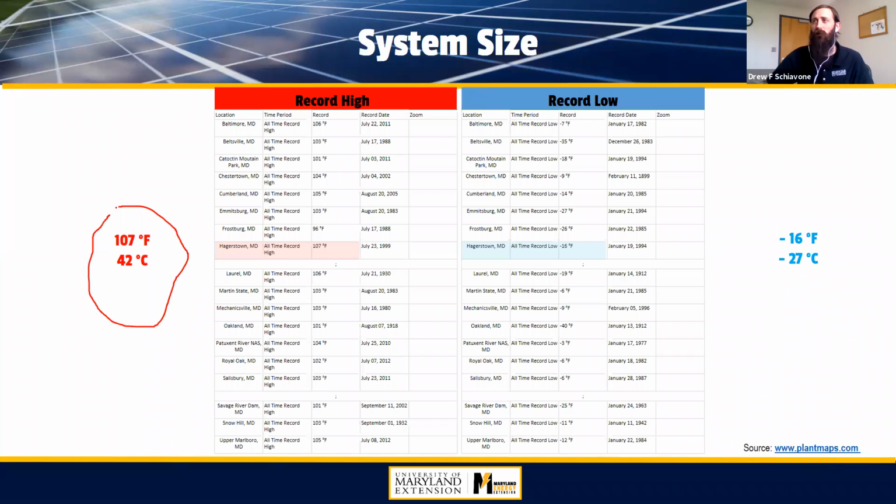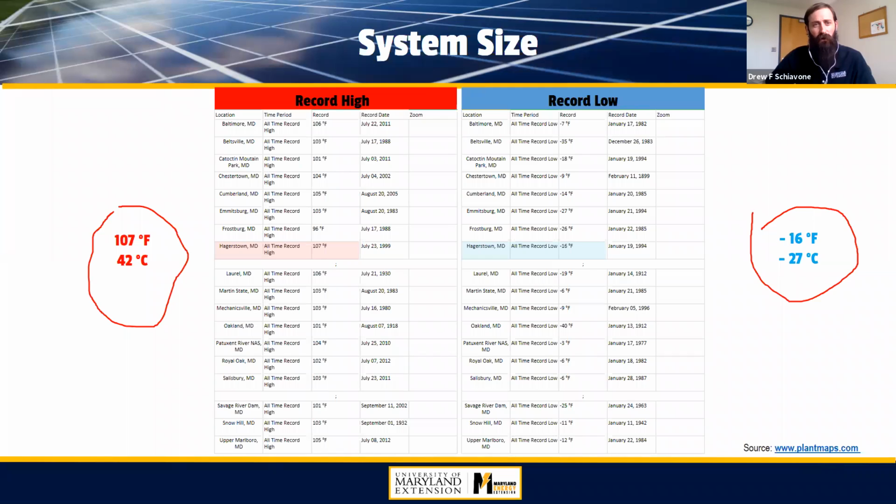So I looked at the extreme high temperature that we've had in my area, and this is for Hagerstown. I've also pulled up the lowest possible temperature, which is negative 16 degrees Fahrenheit. That was back in 1994. So this is a very conservative evaluation here. I'm hoping we don't ever see that temperature again. I don't prefer to live in that environment, but a panel will work pretty efficiently at these lower temperatures. But these are extreme temperature conditions that will impact the performance and efficiency of the actual solar module.